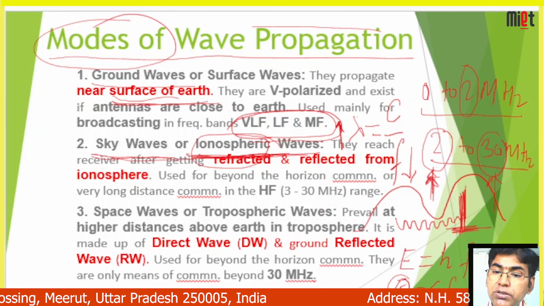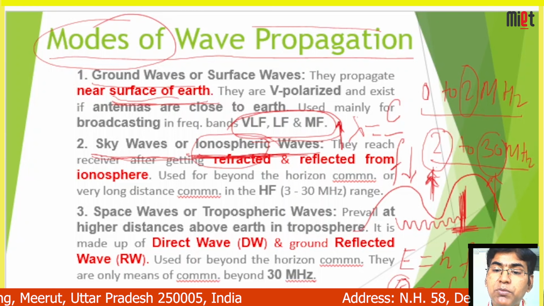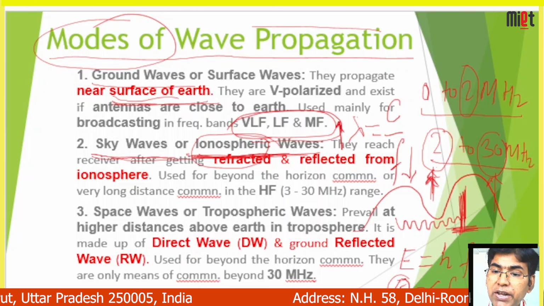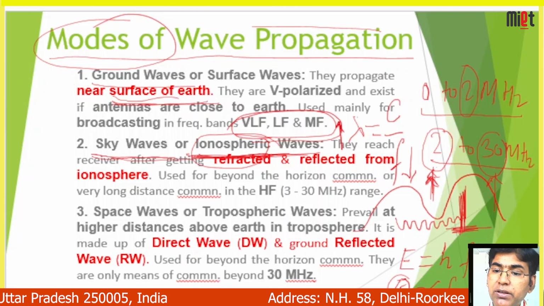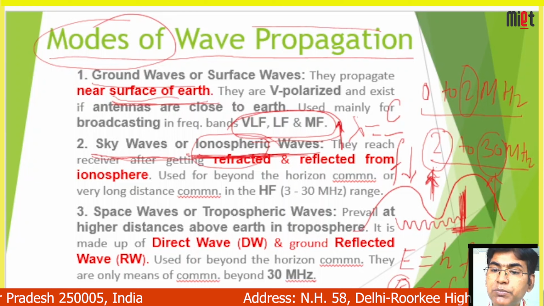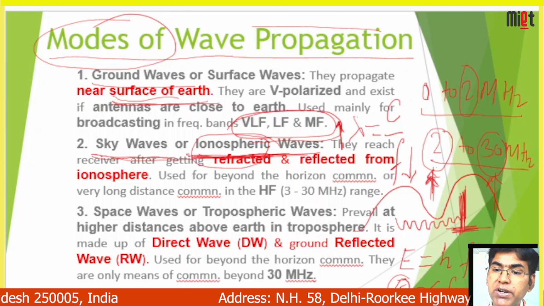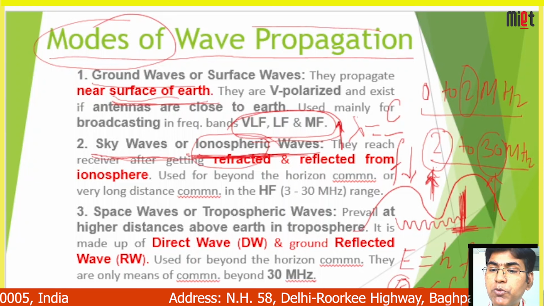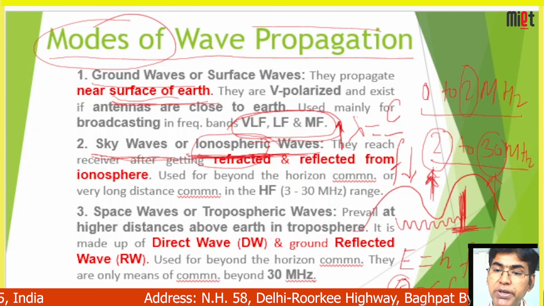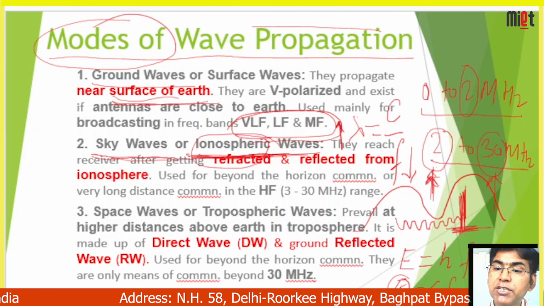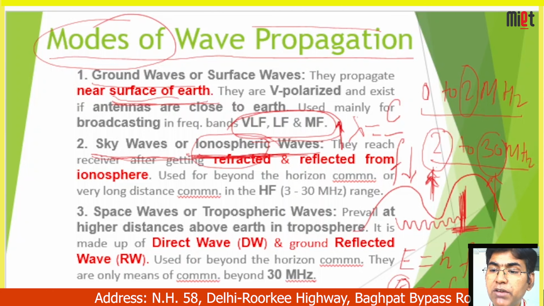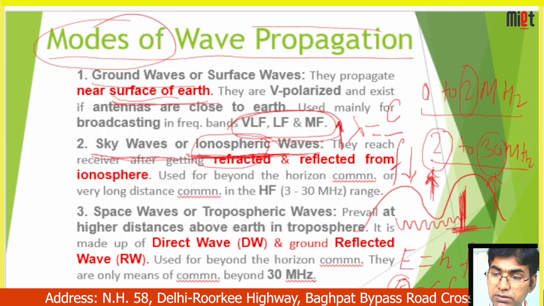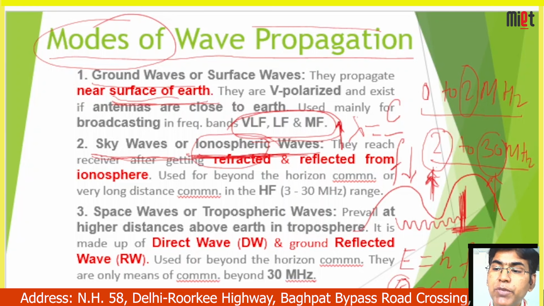So I have told you about two methods of wave propagation. I have told you that an electromagnetic wave travels between transmitter and receiver. Different methods by which an electromagnetic wave travels between transmitter and receiver will be called modes of wave propagation. Modes of wave propagation have been divided in three categories based on their frequencies.